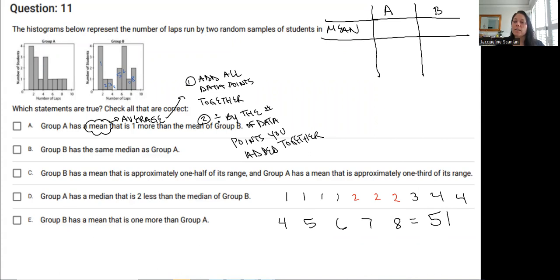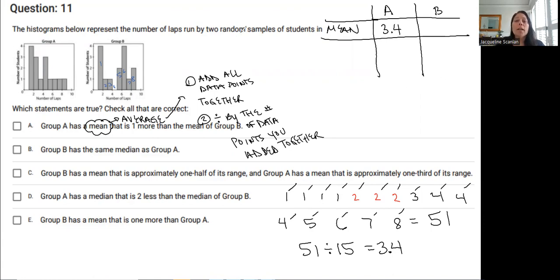I'm not a genius. I did this before. Okay, so I added these all together. I get 51. And now step 2 says I have to take that 51 and I have to divide it by however many data points I have. So I have 1, 2, 3, 4, 5, 6, 7, 8, 9, 10, 11, 12, 13, 14, 15. So I'm going to divide 51 by 15 and I get 3.4. That's what we call the average. So the average or the mean of group A was 3.4.